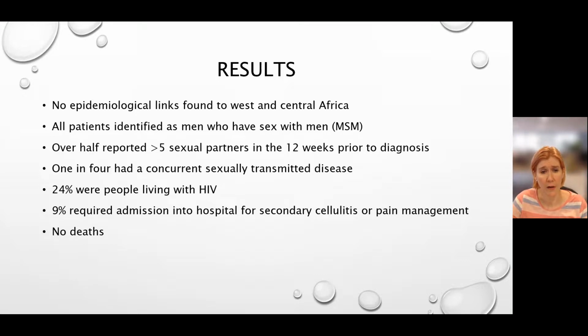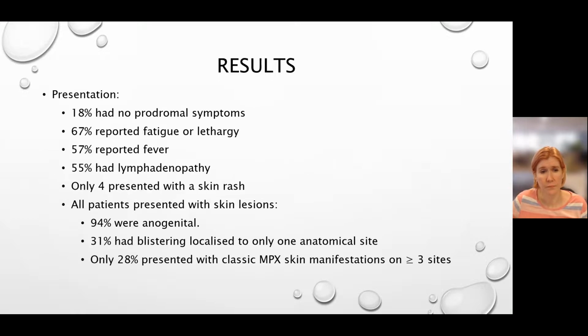1 in 4 had a concurrent sexually transmitted disease. 24% were living with HIV. 9% required admission into a hospital for secondary cellulitis or pain management, and no deaths were recorded. So the clinical presentation: 18% had no prodromal symptoms, which is different from the historical cases of monkeypox. 67% reported fatigue or lethargy, 57% reported fever, and 55% had lymphadenopathy.